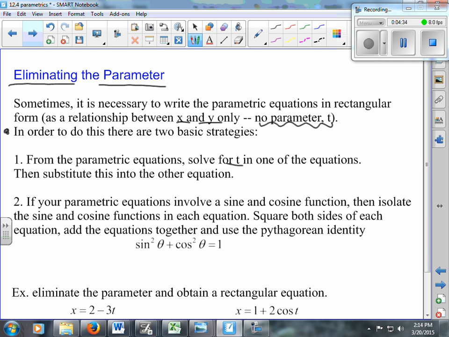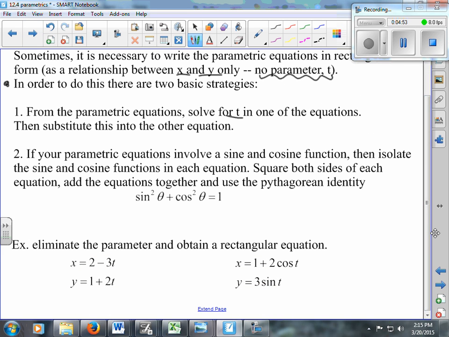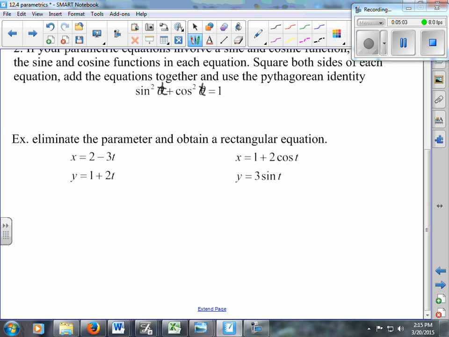Then my second strategy is what to do if you have trig functions. I've shown you this for sine and cosine, but you also might have to use the Pythagorean identities for secant and tangent, and cosecant and cotangent. The idea there is to solve for sine of t and cosine of t, and then you square and add together and get 1. So let me show you how this is done.